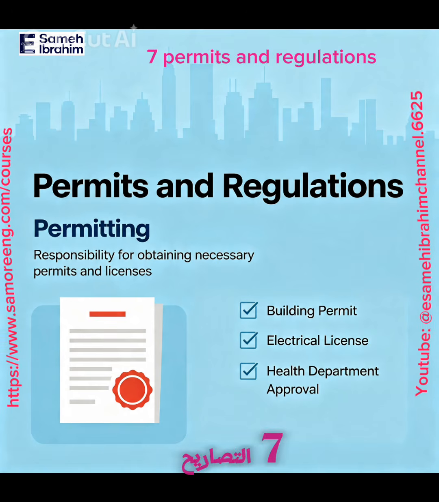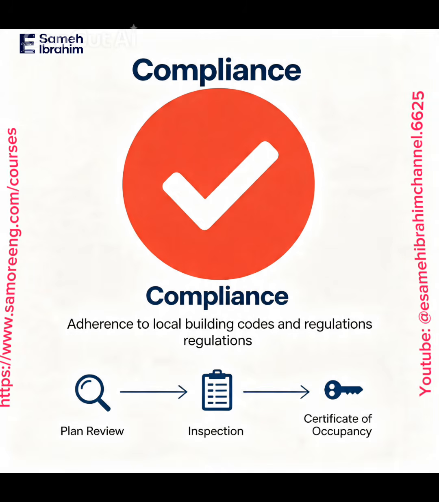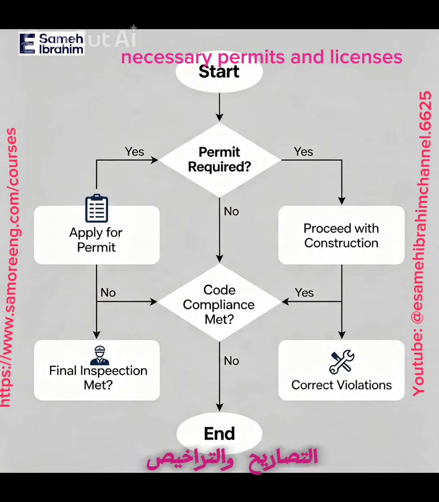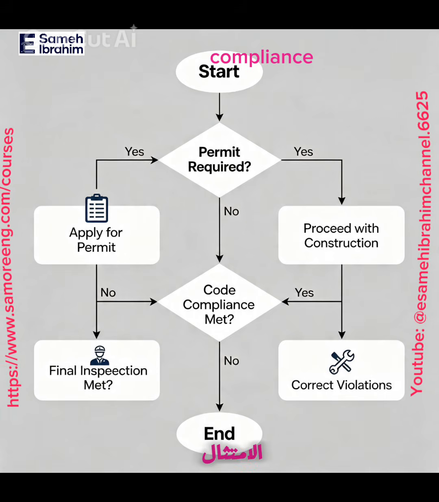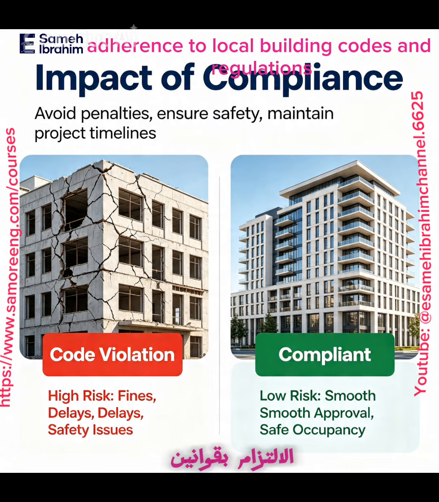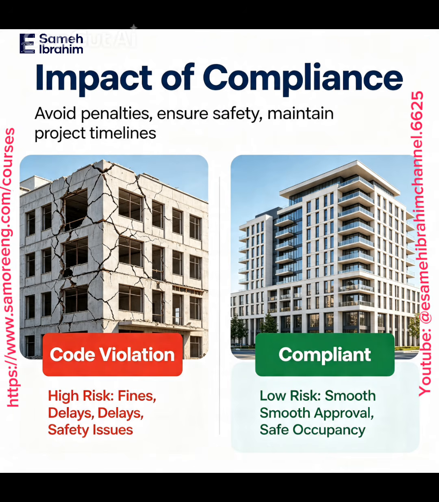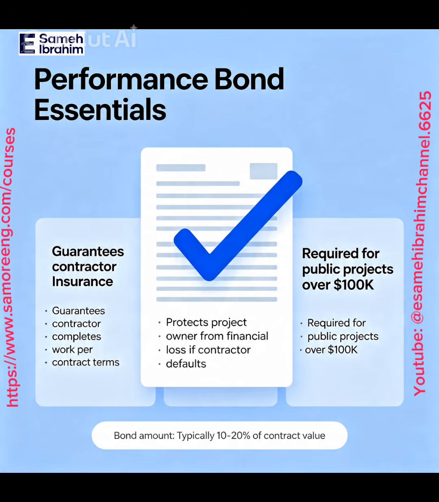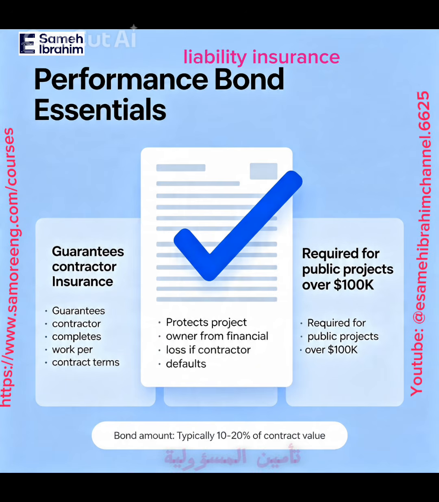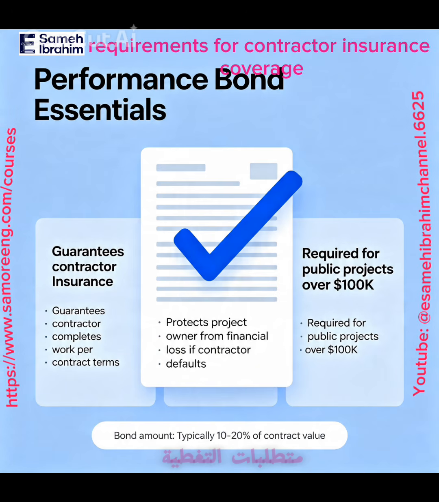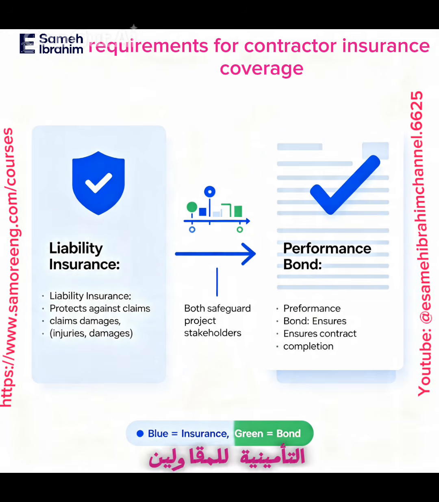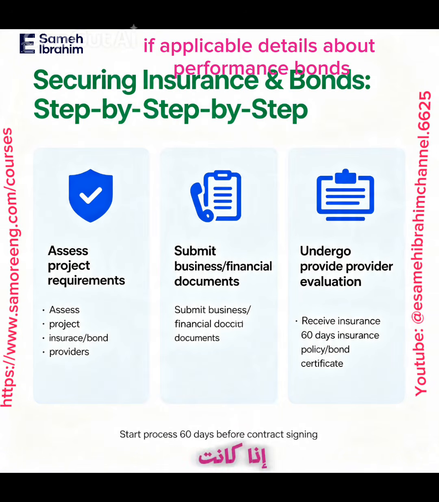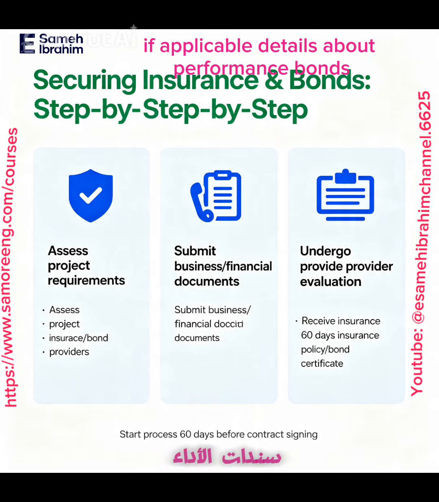7. Permits and regulations. Permitting: responsibility for obtaining necessary permits and licenses. Compliance: adherence to local building codes and regulations. 8. Insurance and bonds. Liability insurance: requirements for contractor insurance coverage. Performance bond: if applicable, details about performance bonds.